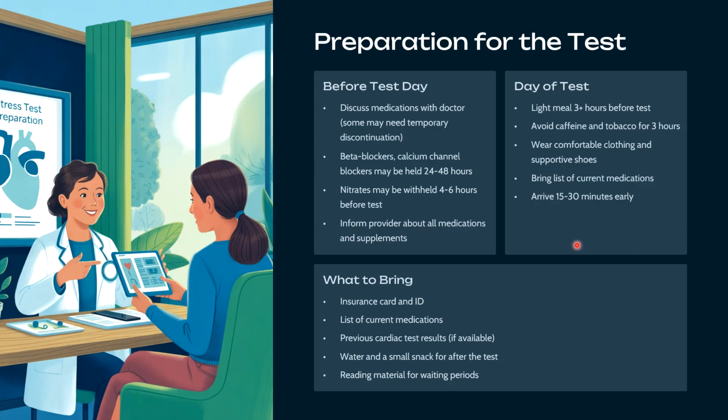Preparation for the test. Before the test day, there should be some stoppage of the medication, beta blockers, calcium channel blockers, nitrates, etc., which may hinder the test. Then on the day of the test, a light meal should be taken, caffeine and tobacco should be avoided, comfortable clothing should be worn, etc. A list of medications should be with the patient so that in case of emergency this can be applied. Now, what to bring?